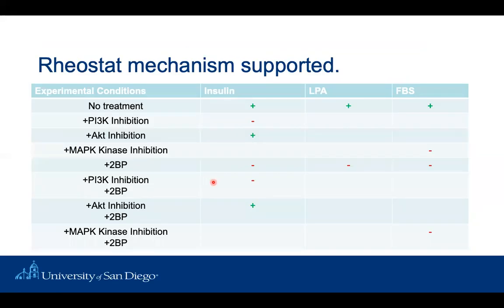This is a summary of the results of the pHi steady-state assays. The rheostat mechanism is supported as insulin, LPA, and FBS are all implicated in kinase cascades that palmitoylate and phosphorylate NHE1 in different ways.